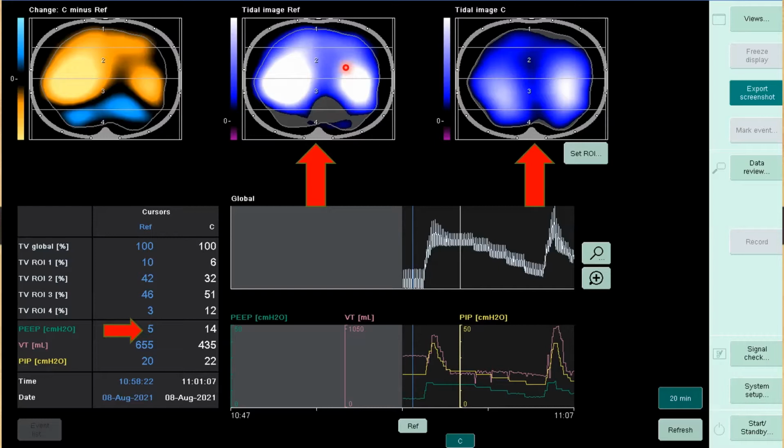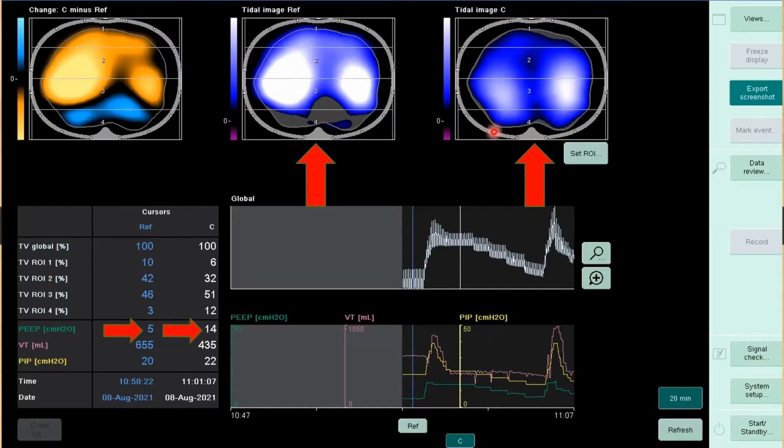Over here, you have a PEEP of 14. Now you see with the PEEP of 14, we've managed to open up the dorsal region here. So if we look at the white, we see that it's much better distributed now. It's kind of evened itself out.